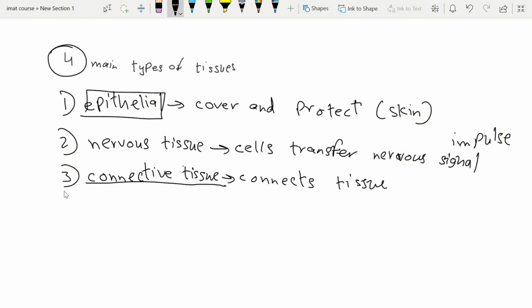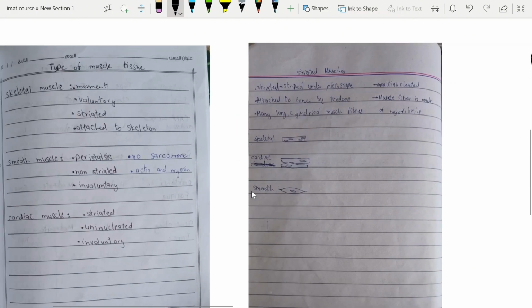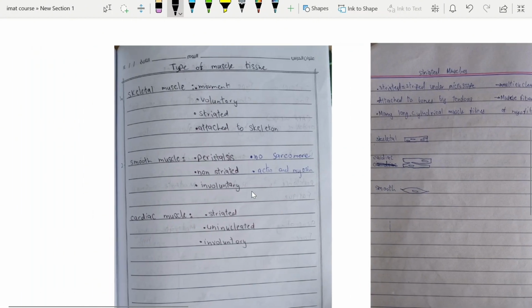And finally, the last one is the muscle tissue, which is covering your muscle cells. And this is what we'll discuss in today's class. So, there are three different types of muscle tissues. The first one, which is the most commonly used tissue, is the skeletal muscle.